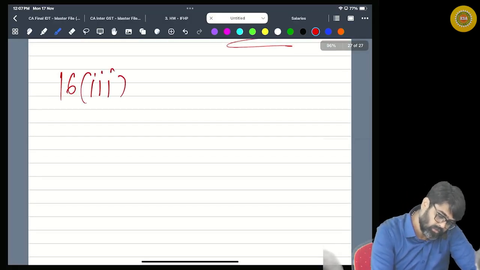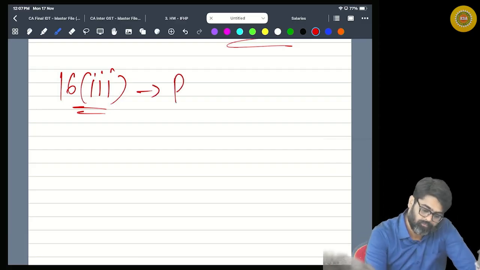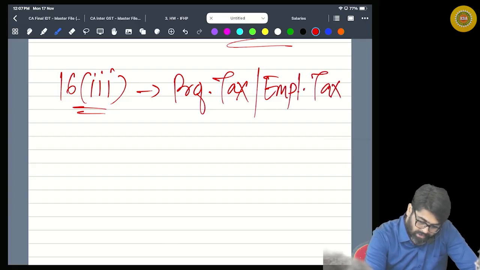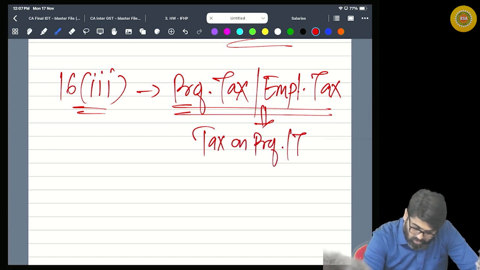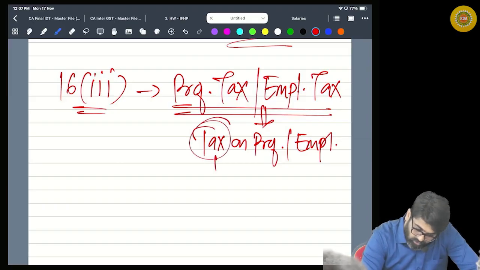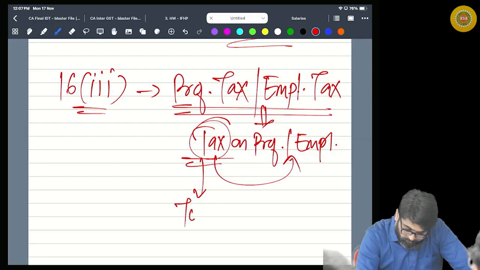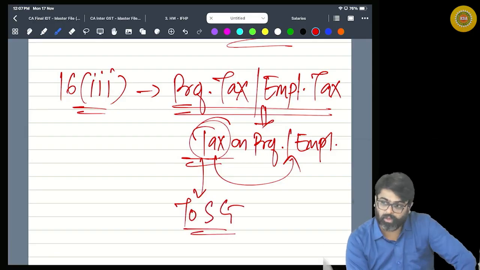Section 16 clause 3 talks about professional tax, or sometimes also known as employment tax. See, this is a tax on profession or tax on employment. This tax is paid to state governments.